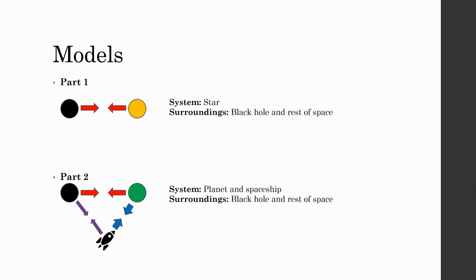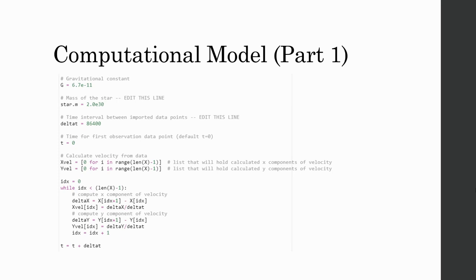Here are the free body diagrams of our lab. In part 1, the system is the star and the surroundings are the black hole and the rest of space. In part 2, the system is the planet and spaceship while the surroundings are the black hole and the rest of space. In part 1 of the lab, we used the computational model to determine the mass of the black hole. Here are the initial values used in the code.